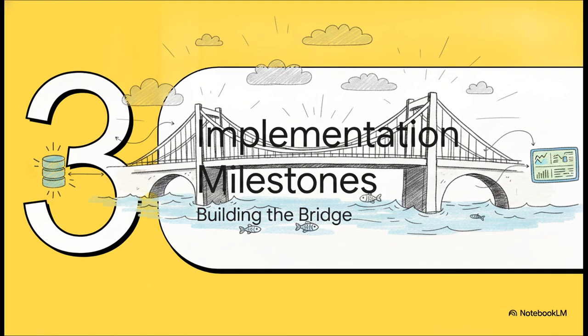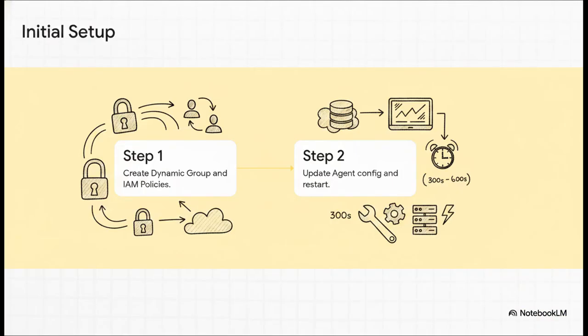Section 3. Key implementation milestones. Building the bridge. The build phase starts with access and configuration. Step 1 is establishing permissions. You do this by creating a dynamic group in OCI, say calling it Management Agent Dynamic Group, and attaching the necessary IAM policies so your agent can securely read the audit logs.